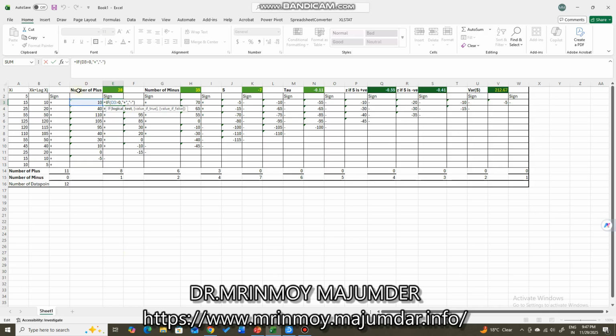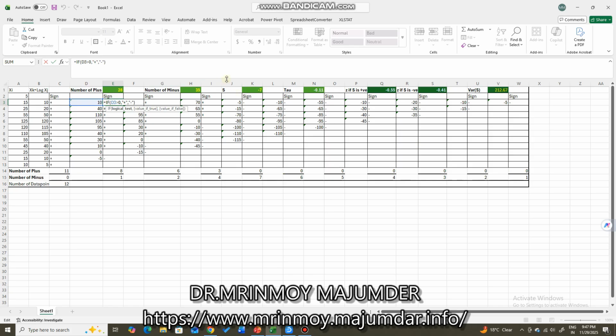Then here you see I have counted all the pluses: 11 plus 8 plus 6 plus 3. That means it comes to 19 plus 6, 25 plus 3, 28. So here I have written the 28. Number of minuses, 35, in the same manner: 1 plus 2 plus 4 plus 7, then plus 6 plus 5 plus 4 plus 3 plus 2 plus 1. So 35. Then I have found out the value of S.